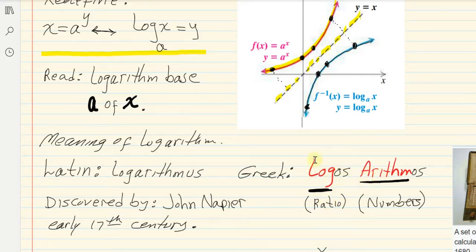Now, the literal meaning of logos is ratio. Arithmos is numbers. And in fact, the word arithmetic means working with numbers. So there you go. Logos, arithmos, put together, called logarithms. Now, who actually discovered logarithms? The mathematician John Napier, an early 17th century mathematician, actually came up with the idea of logarithms.